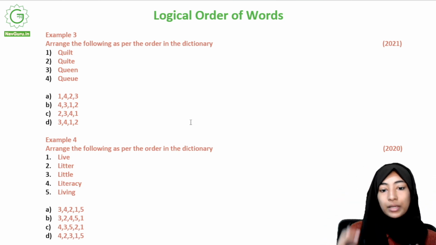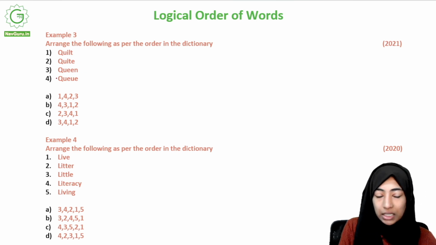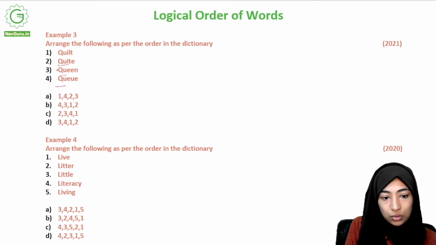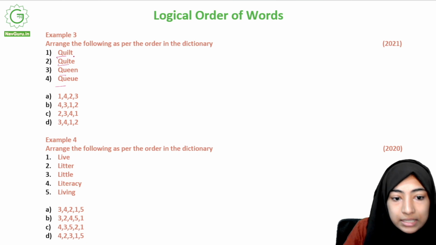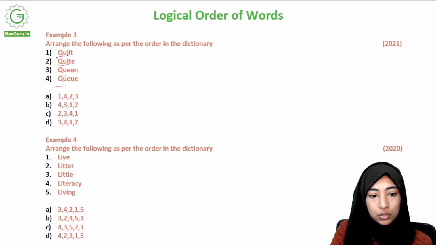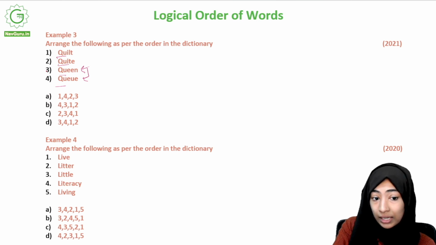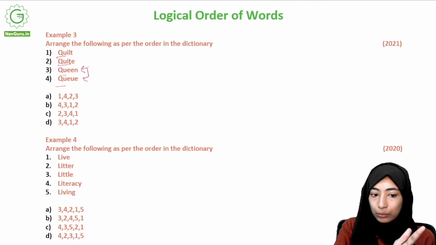Arrange the following as per the order in the dictionary. Quilt, quite, queen, queue. Again, very easy. You just have to arrange it as per the order that you see in the dictionary. You see the first two letters are the same for everything, so you just ignore that. Move on to the third letter. So you have I, E, E. Right. So E comes before I, obviously. So basically what you get from here is the first two options have to be either 3 or 4, right? If it is 3, then the second has to be 4. If it is 4, the second has to be 3, right? Because I would, in any case, only come after E.